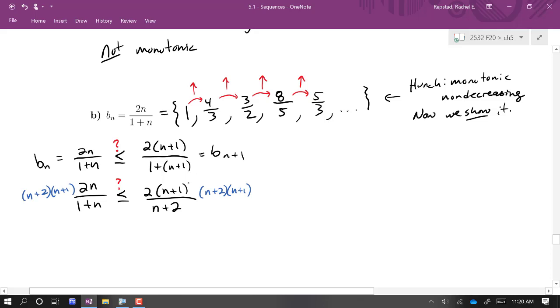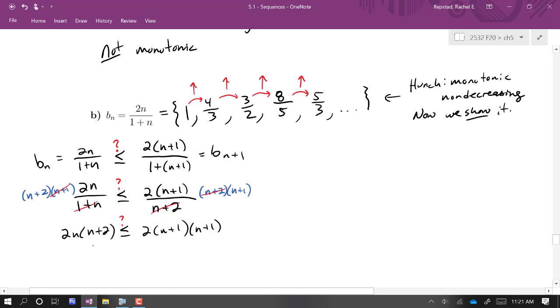Now notice, this is a sequence, and we start with n equals 1, right? That's our first term, and then we just keep going bigger as n goes to infinity, meaning n plus 1 and n plus 2 are positive. We are multiplying both sides by a positive. And so what that means is after we do our canceling and stuff, we're going to retain the sense of that inequality. We're not going to flip it. So 2n times n plus 2, is this less than or equal to 2 times n plus 1, times n plus 1.